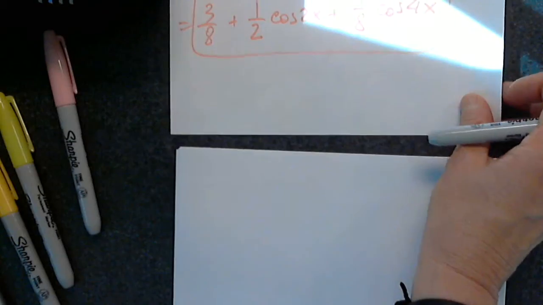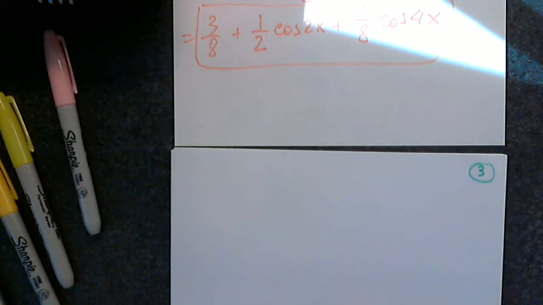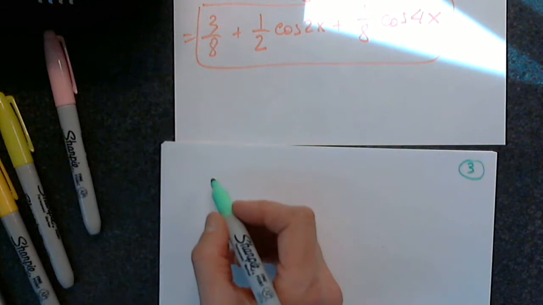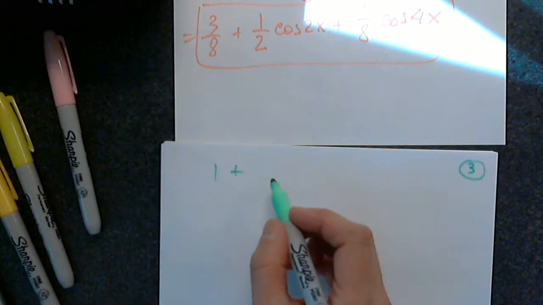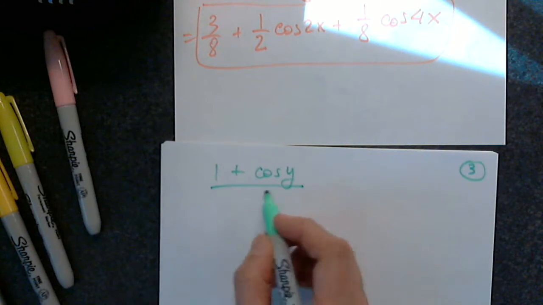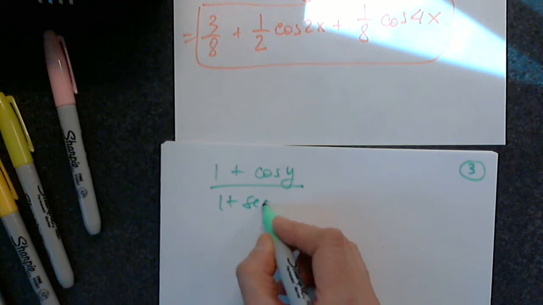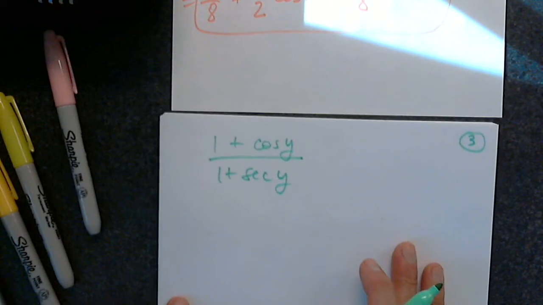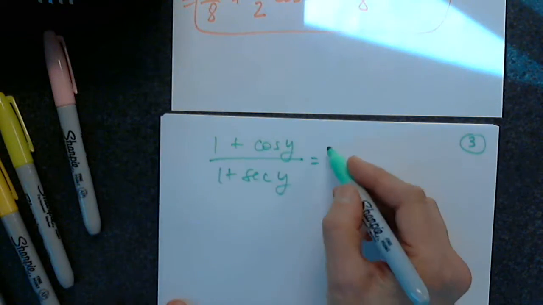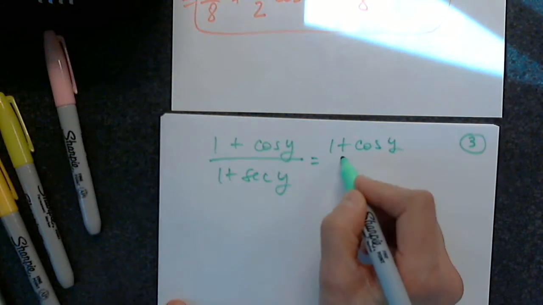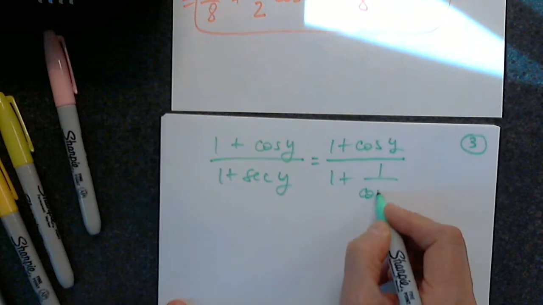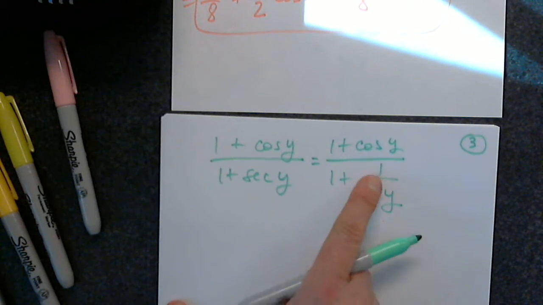Yes, Paul. The question I had may not be super complicated: 1 plus cosine y, over 1 plus secant y. And this is just to simplify. Okay, very good. So there is nothing I can do to the top, 1 plus cosine y. And the bottom will be 1 plus 1 over cosine y, because I have to change secant into 1 over cosine.